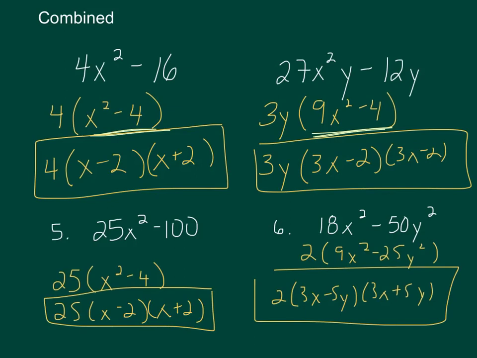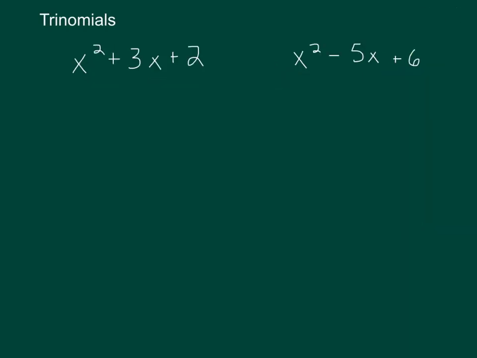Both examples had a GCF. Number 5, you could take out a 25, and you're left with x squared minus 4, which was a difference of squares and factored into x minus 2, x plus 2. Don't forget to keep the 25 in your answer. Number 6 also had a greatest common factor of 2, leaving me with 9x squared minus 25y squared, which also factored as a difference of squares into 3x minus 5y and 3x plus 5y. Don't forget to keep the 2 as your GCF. All of the problems in section C are problems like this.